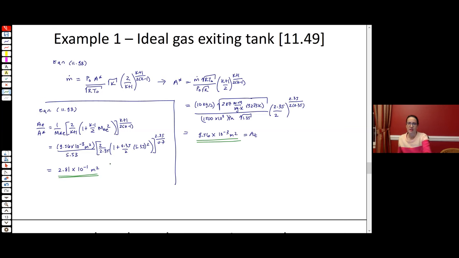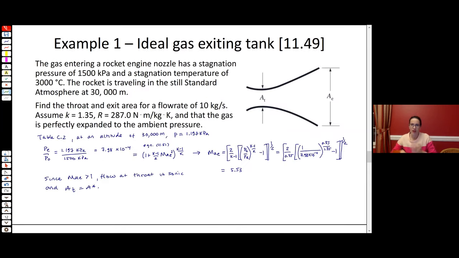All right, so just to talk a little bit about how we approach this problem. We had a converging diverging nozzle. We assume that inside the rocket engine, the air is being accelerated from zero, right? And so the question is, does it reach sonic conditions, Mach number equals one at the throat, and then continue accelerating to the exit, or does it stay subsonic the whole way through? So the first thing we did was calculate the Mach number at the exit and find that it was supersonic, right? Since it was supersonic at the exit, we knew that the Mach number at the throat was one.